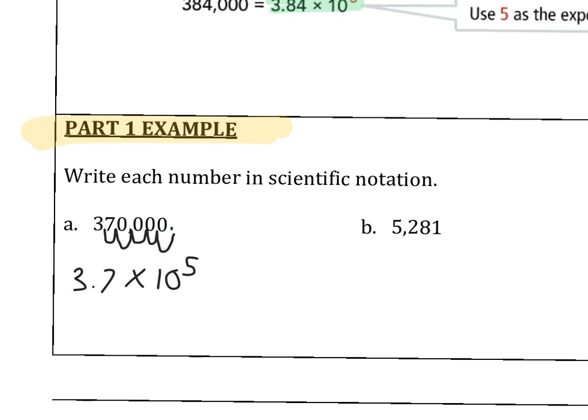Let's take a look at the next one. Decimal point's currently right there. I need it to end up where? Between the 5 and the 2, don't I? So how many spaces? 1, 2, 3 spots I have to move it. So notice what I'm going to write here. 5.281, I have to include all those numbers, times 10 to the 3rd power.